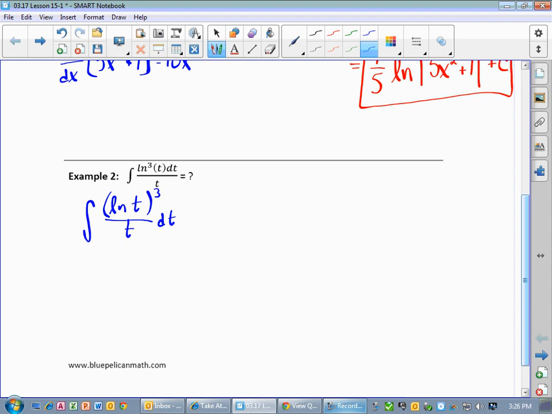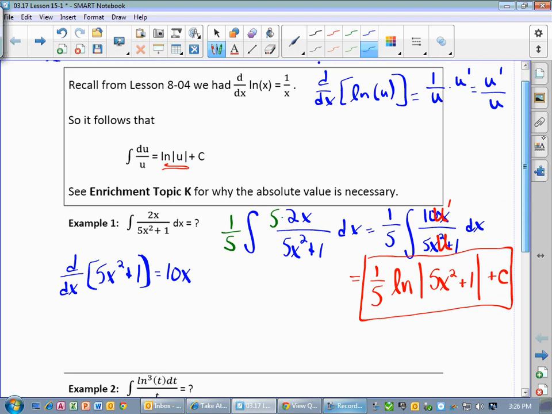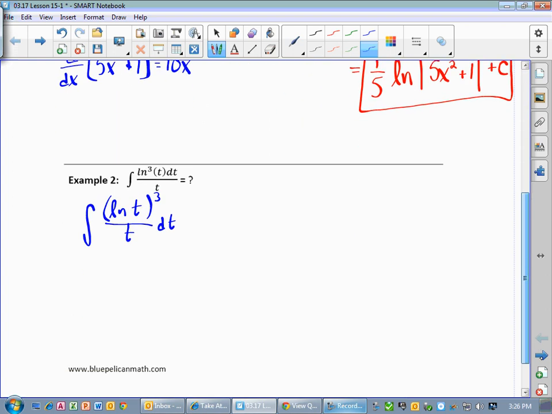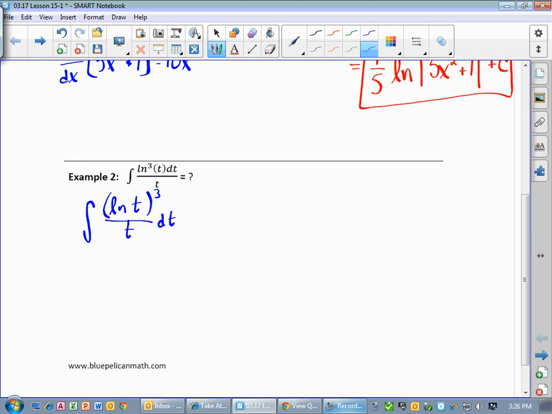So what's the derivative of ln of t? Well, if we think back to our notes here, ln of x would be 1 over x, so ln of t would be 1 over t. So, let's see here. Could we write this as the integral of ln of t cubed times 1 over t? Are those equivalent expressions? Having t in the denominator is the same as multiplying by 1 over t right here. And so now we've got u cubed times u prime.